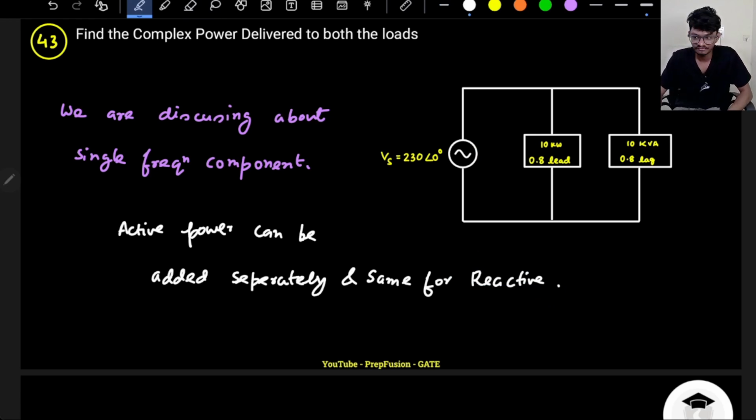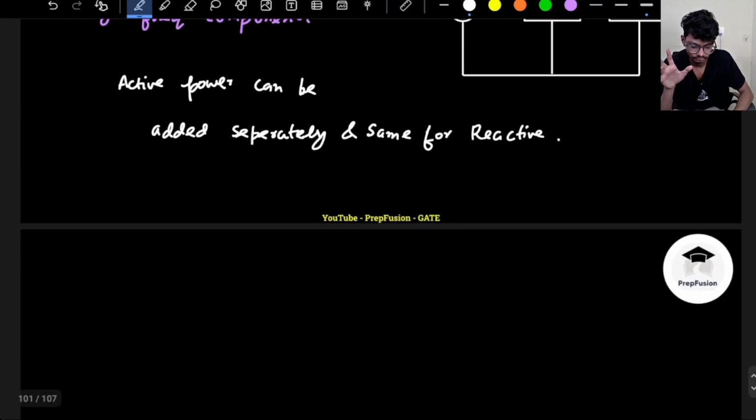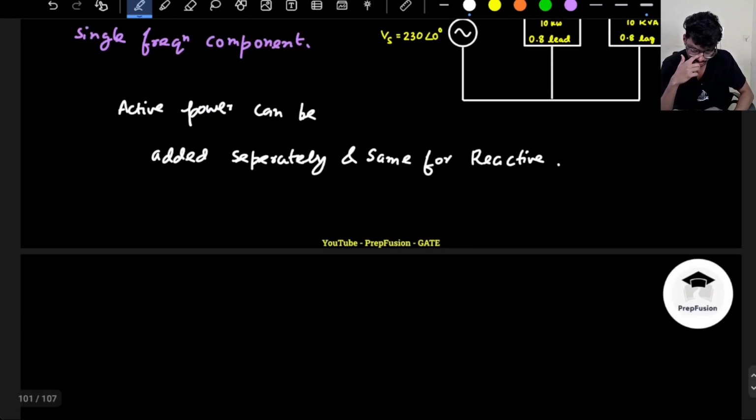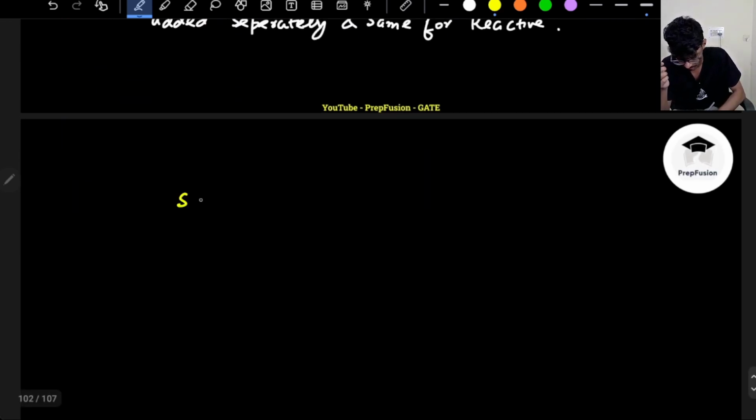Okay, same for the reactive power basically. So what I can say is that, why is it the case? If you see, some current is going here, right? Some current is going here. Let's say this is some I1 current, let's say this is some I2 current. Okay, overall apparent power S is equals to P plus jQ, correct?